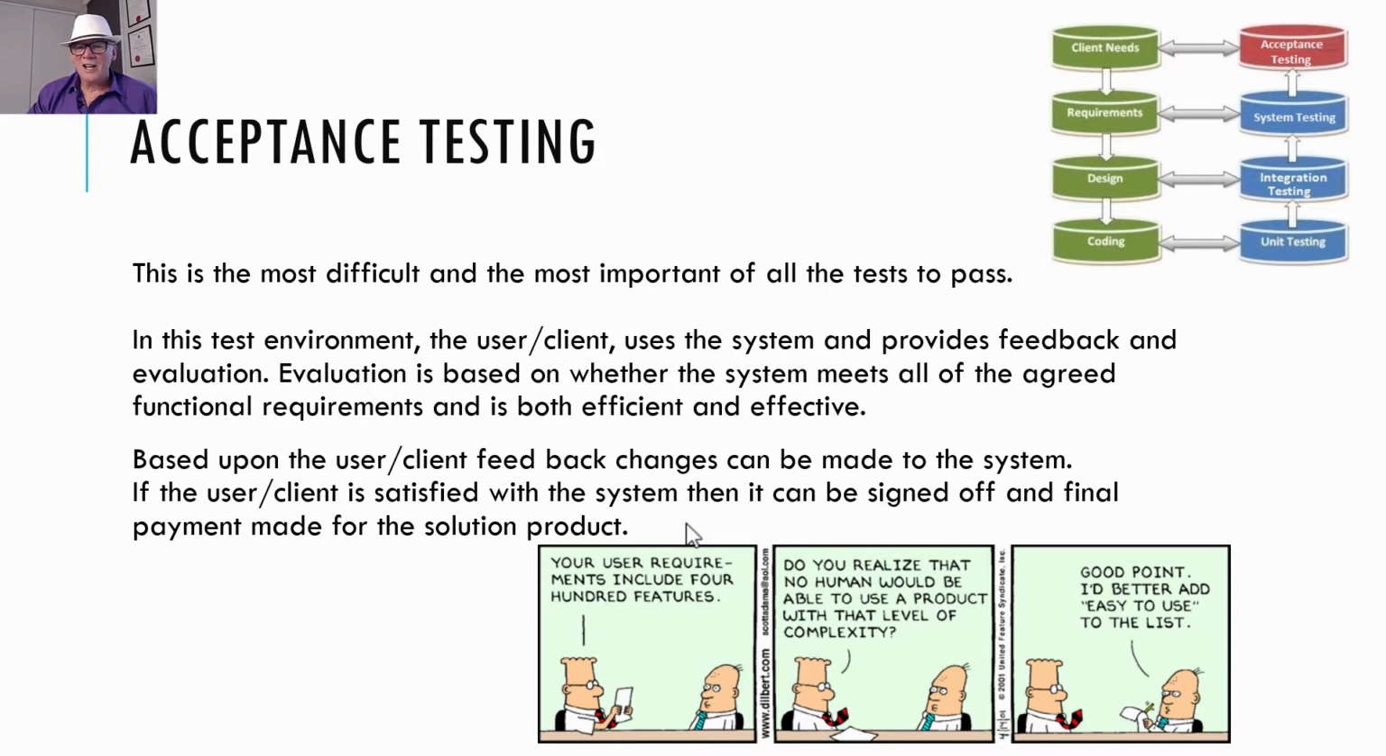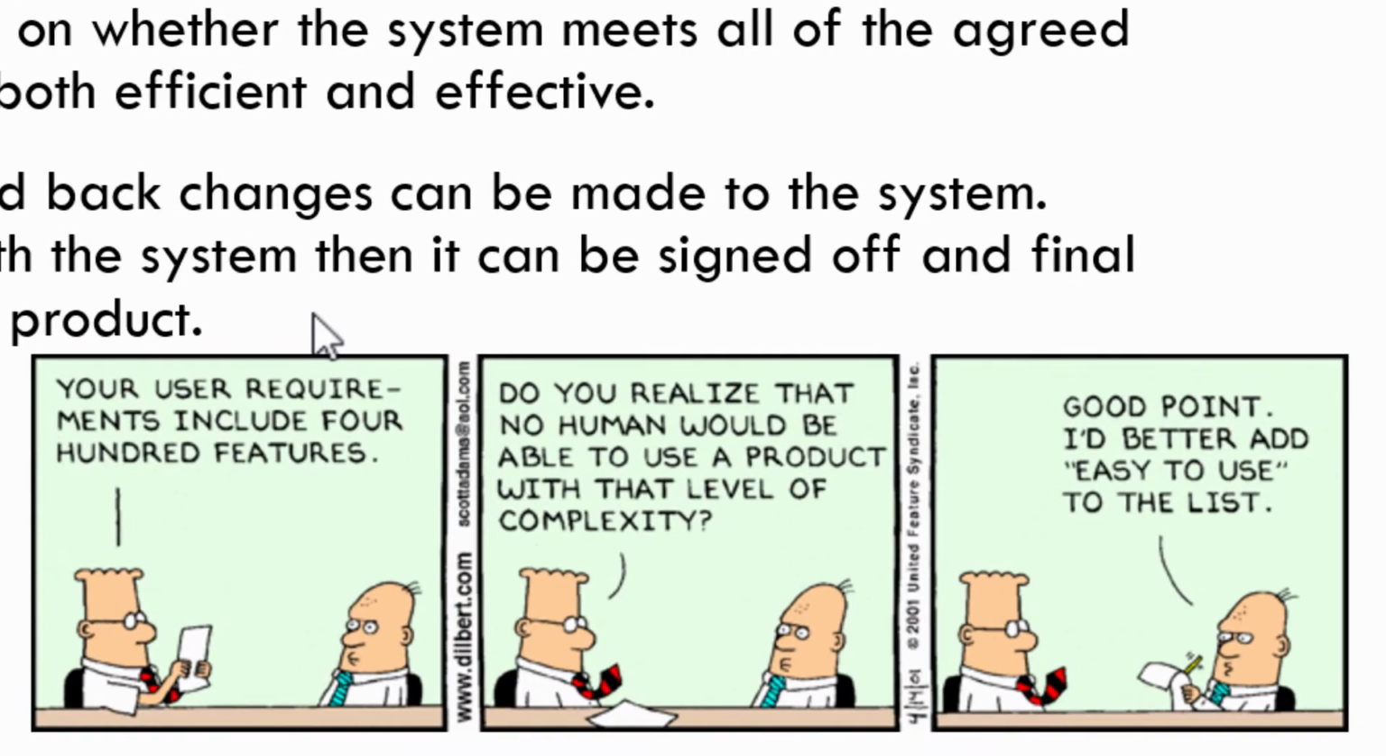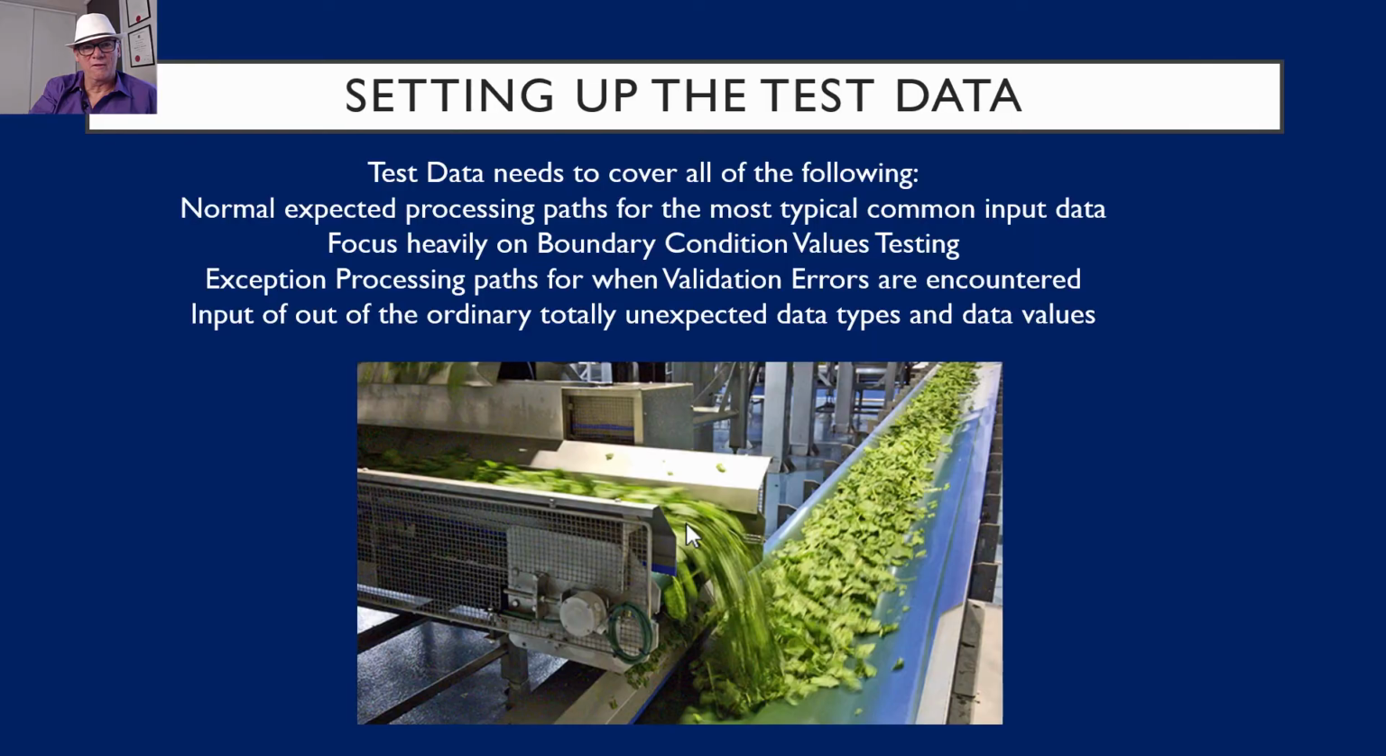Just a little cartoon there to amuse you. User requirements: 400 features. Oh my goodness. Yeah, good point. Better add easy to use to the list. Yeah, right. That's typical management versus programmer thinking and logic there. And I've encountered that in the real world, and it's not good fun.